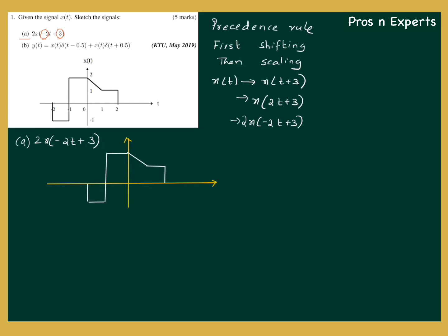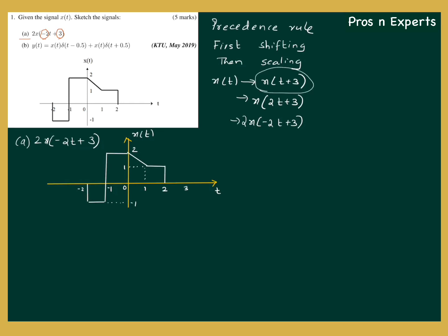This is x of t in the question. This is for 0, 1, 2, 3, etc. and this is at minus 1, minus 2. The amplitude here is minus 1. Here it is 1 and it is 2. Now as per the precedence rule, we have to find out x of t plus 3.